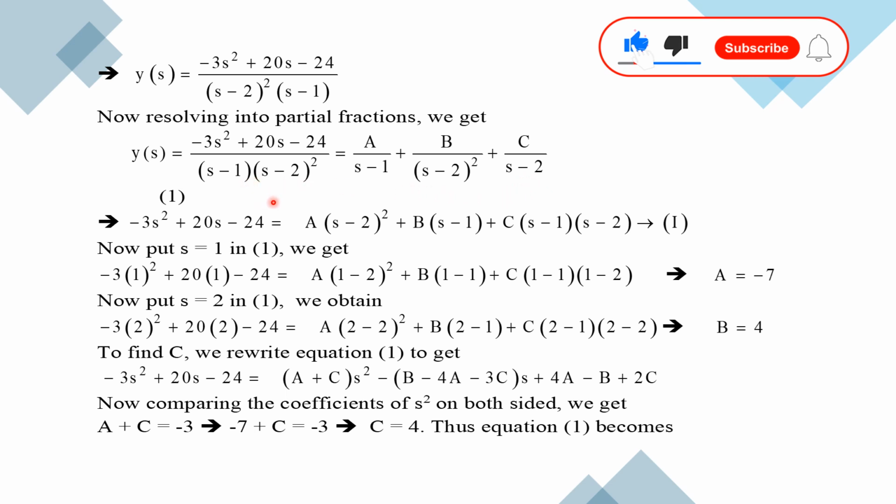Multiplying both sides by (s minus 1)(s minus 2) whole square, we will have minus 3s square by 12 plus 24. Here a multiplies with (s minus 1)(s minus 2) whole square, so one factor, s minus 1, will be cancelled, and you will have s minus 2. B multiplies (s minus 1)(s minus 2) square, so this s minus 2 will be cancelled. Here s minus 2 and s minus 1. So this is equation one.